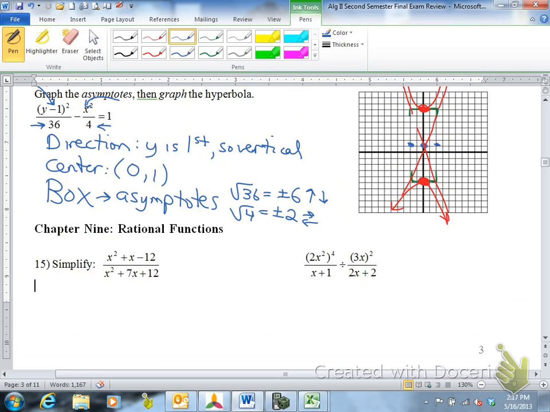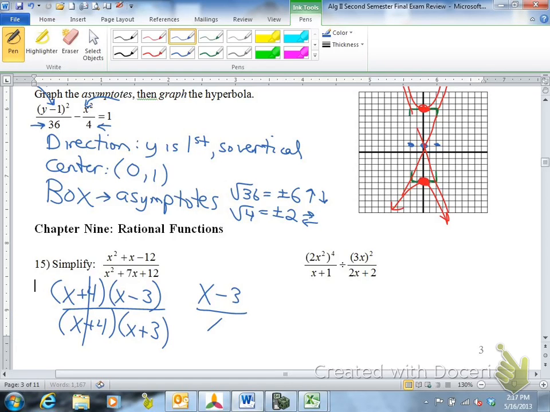Rational functions, you factor, you get x plus 4, x minus 3, x plus 4, x plus 3. You divide common factors out, and you get x minus 3 over x plus 3. The next one, properties of exponents.